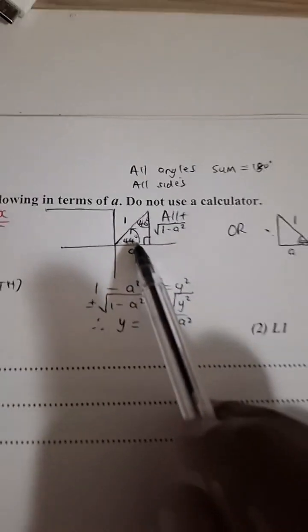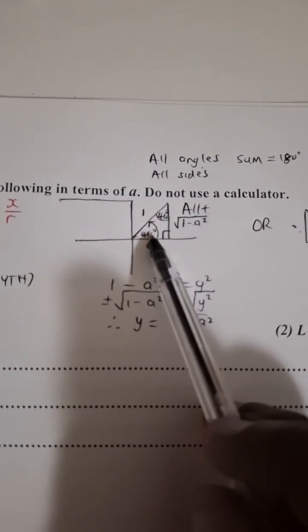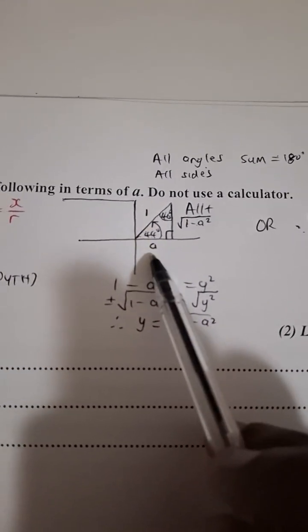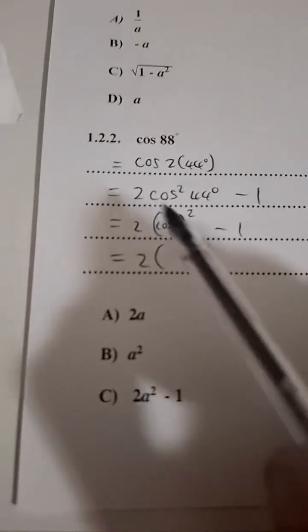Cos 44 is adjacent over hypotenuse. So we're looking at this angle. What is the adjacent side? It is 4. What is the hypotenuse side? It is 1. You are asking, where does the square come from?